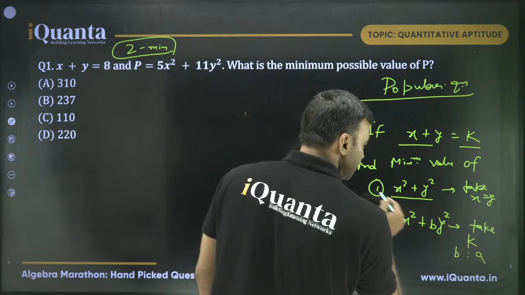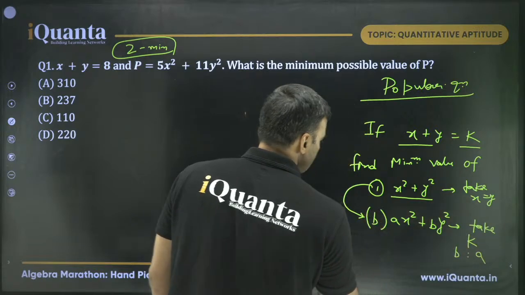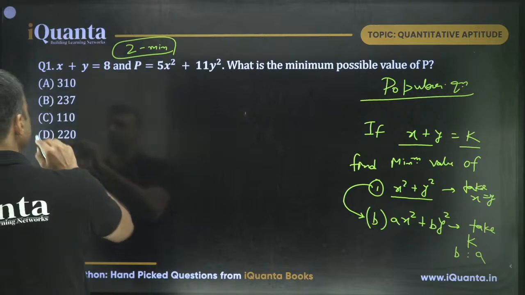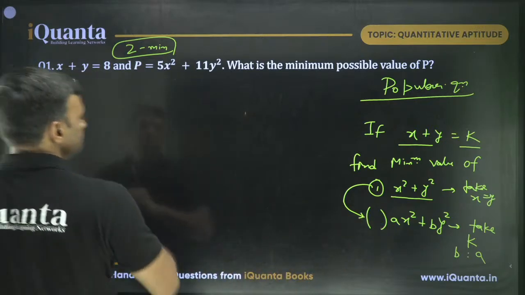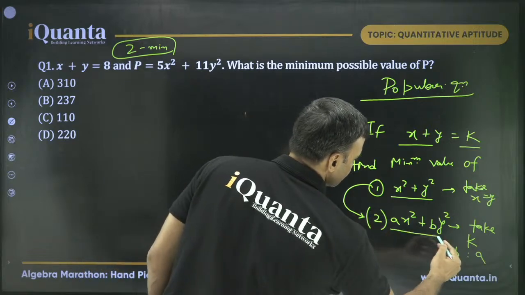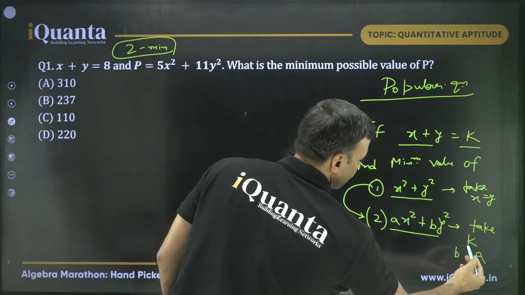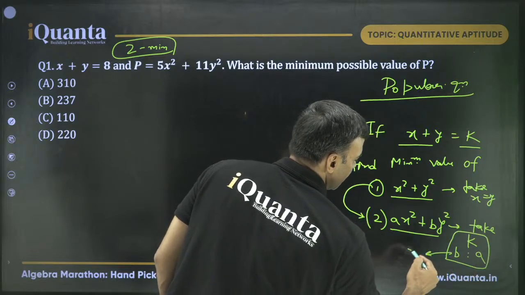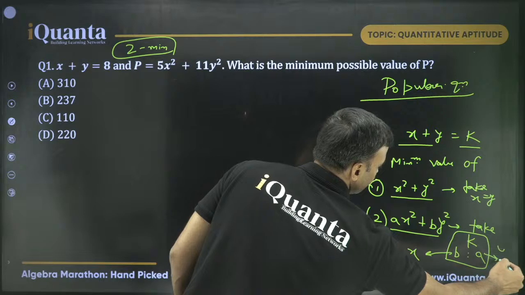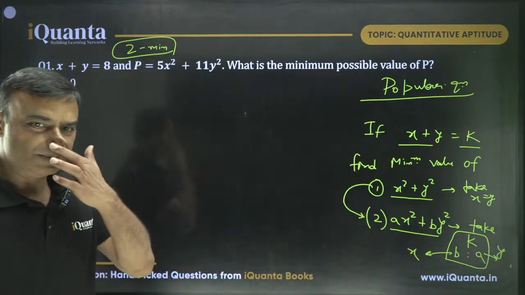So eventually, this also belongs to this only. So there are two situations that I have given you. You can simply remember the second one. For ax square plus by square, take k and divide it in the ratio b is to a. First one will give you the value of x that you need, and second one will give you the value of y that you need. Okay?